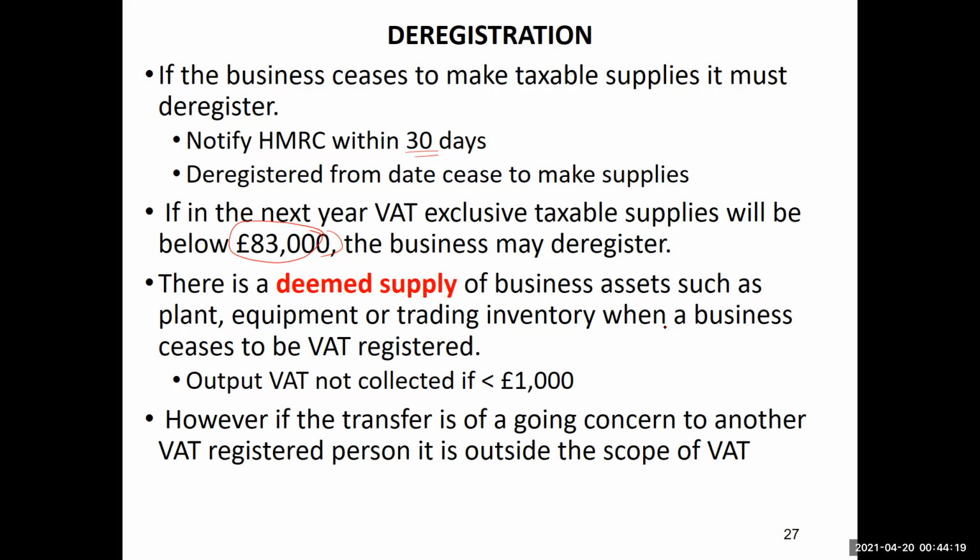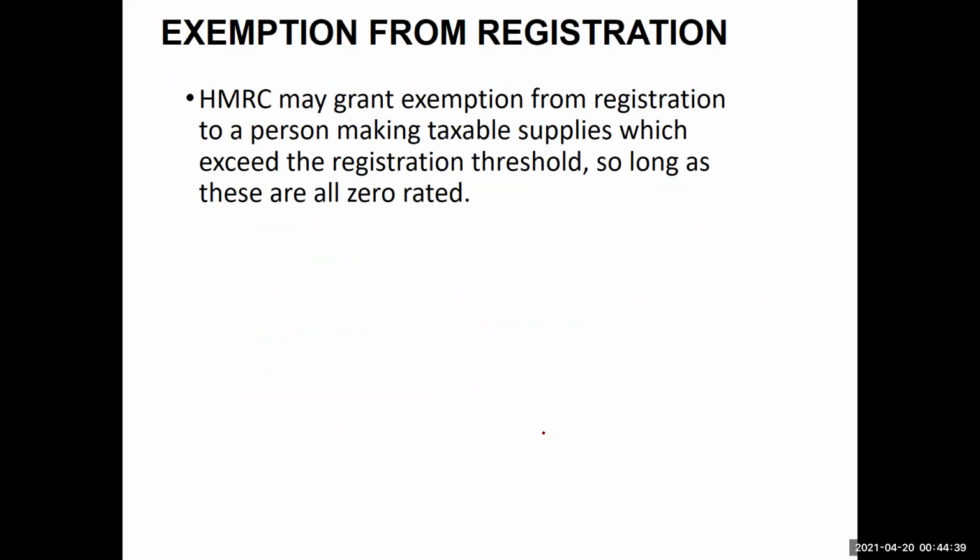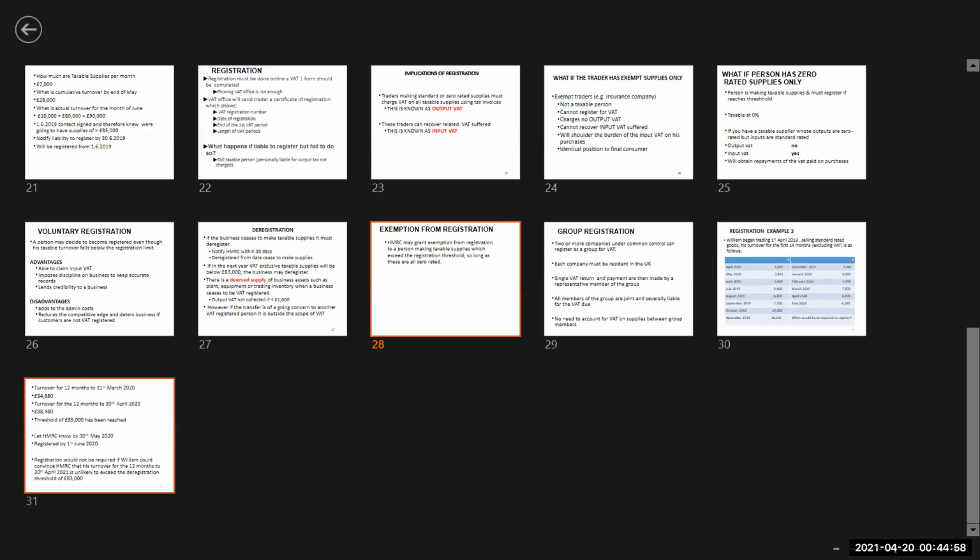And in this case, output VAT cannot be collected when the value is less than £1,000. However, if the transfer is of a going concern to another VAT registered person, it will actually be outside the scope of VAT. We'll look at an example to illustrate this. So, exemption from registration. If you are able to make a case that all your supplies are zero rated, you may be exempted from registration, because at the end of the day, if it's zero rated, you still come back to zero. So HMRC can give you exemption from registration.